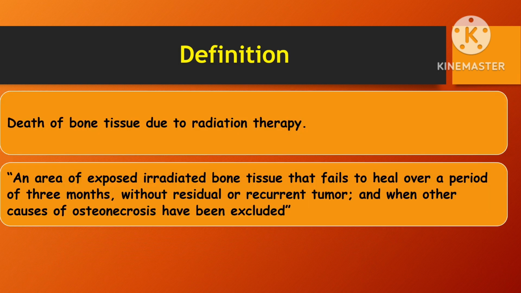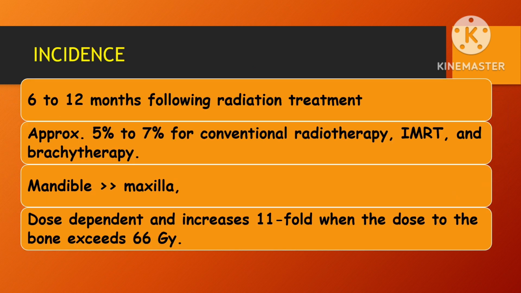The literal meaning of osteoradionecrosis is the death of the bone tissues due to radiation therapy. It is defined as an area of exposed, irradiated bone tissue that fails to heal over a period of 3 months without residual or recurrent tumor, and when other causes of radionecrosis have been excluded.